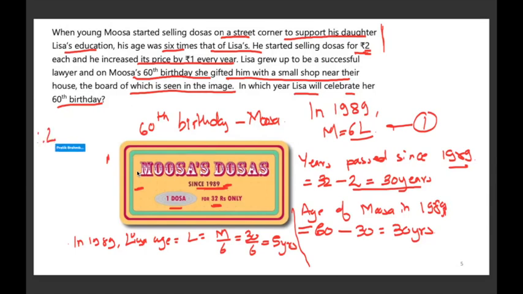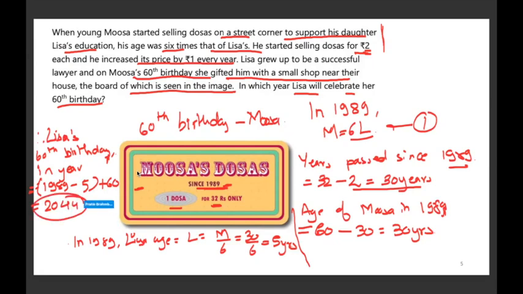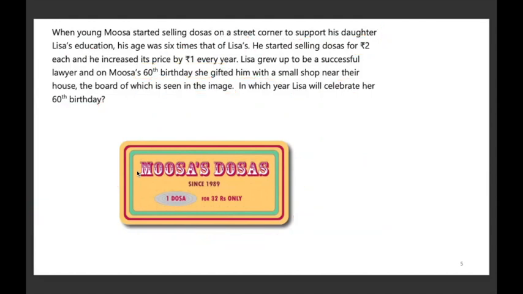Therefore, Lisa's 60th birthday will be in the year 1989 minus 5, which gives us her birth year, plus 60. So the answer is 2044. 2044 is the correct answer, which is the year in which Lisa will celebrate her 60th birthday. Okay, we'll move to the next one.